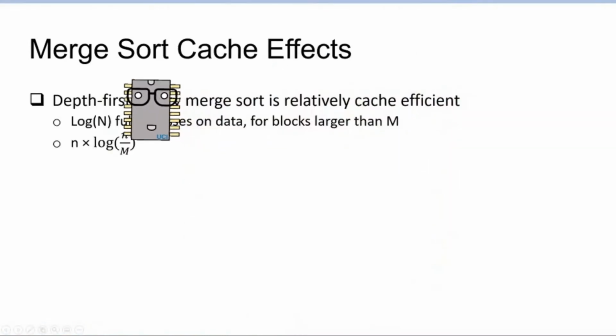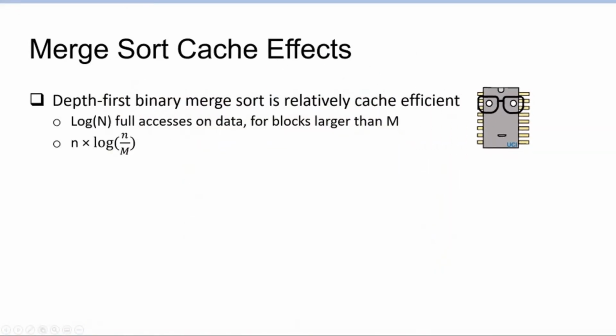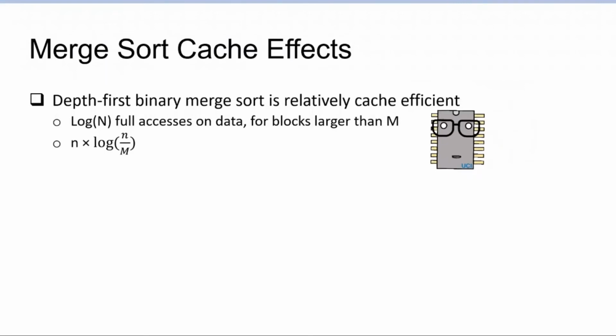If you compare these two approaches, the depth first merge sort, where we merge the sorted chunks as soon as possible, as soon as there are consecutive chunks that are already sorted, instead of waiting until the whole data set is swept, is better in terms of cache efficiency. We only need to do log n full sweeps of data for blocks larger than M, where M is the size of the cache.